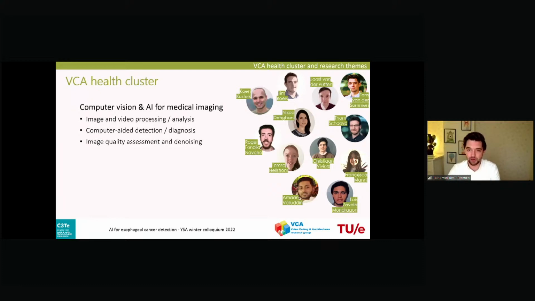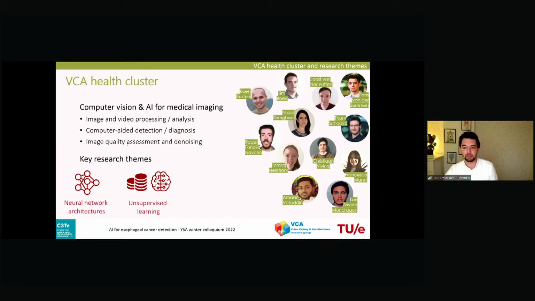So we work on image and video processing, computer-aided detection and computer-aided diagnosis, but also image quality assessment and, for instance, denoising. So maybe we can use less dose when we're making an X-ray image. Some of the research themes that we dive into are the neural network architectures. Can we do it a bit more efficient or maybe a bit faster? Unsupervised learning, especially in medical imaging, it's hard to acquire data with labels. And my own background is in signal processing, so I try to use some of those techniques to even make these networks better than you would if you only use computer science.